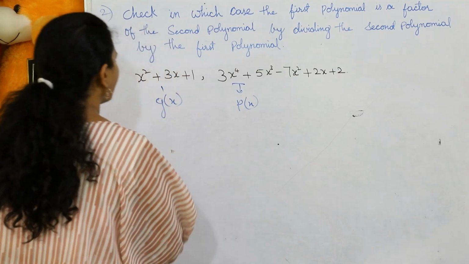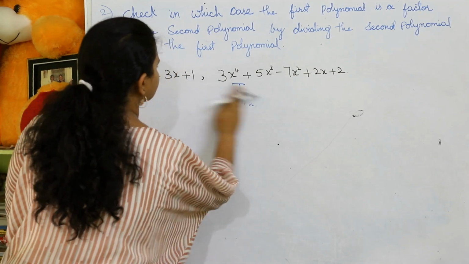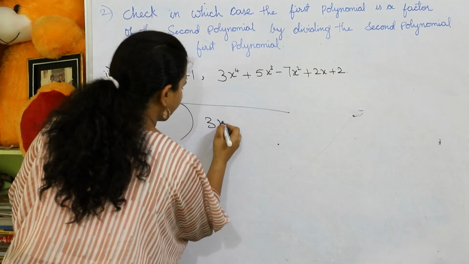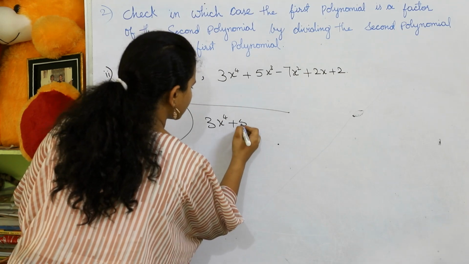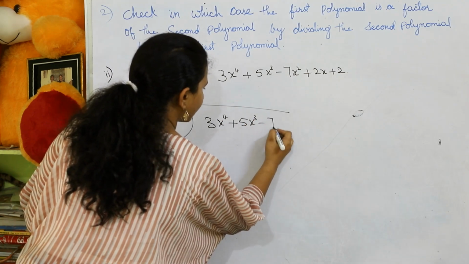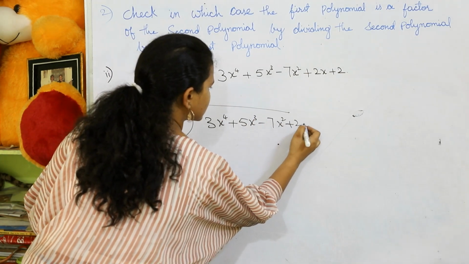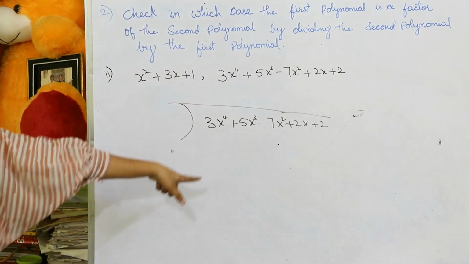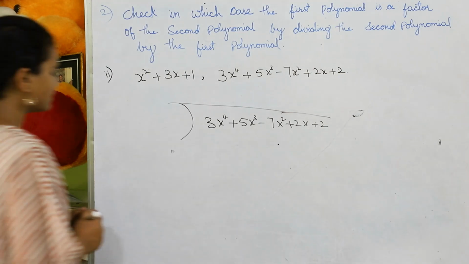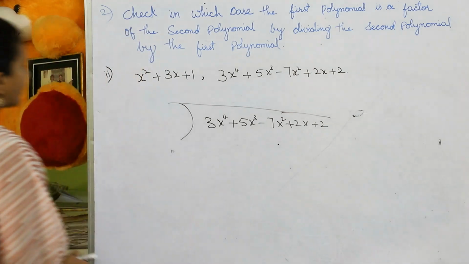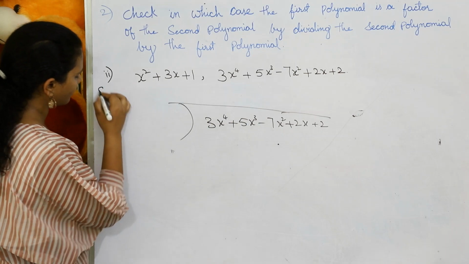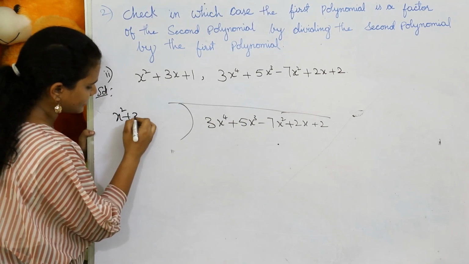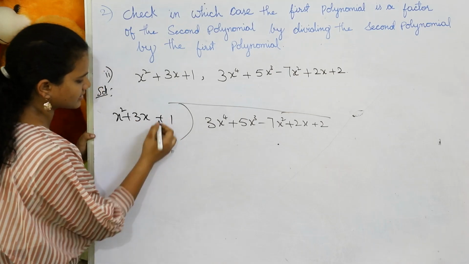Here, let's write down 3x power 4 plus 5x cube minus 7x square plus 2x plus 2, right? This is the p of x, which means this is the dividend. And let's go for the divisor. The divisor will be what? x square plus 3x plus 1 will be the divisor, okay?